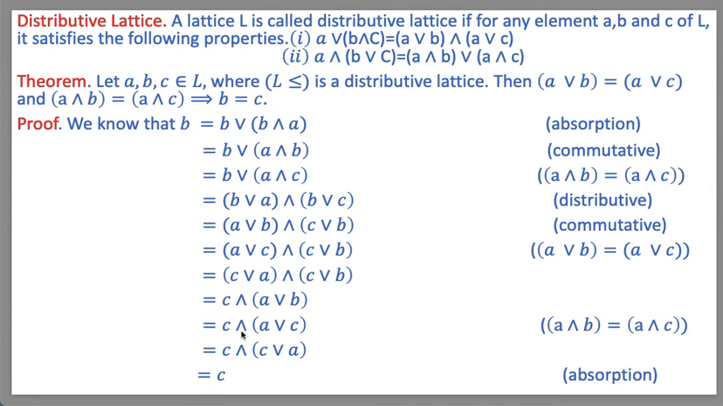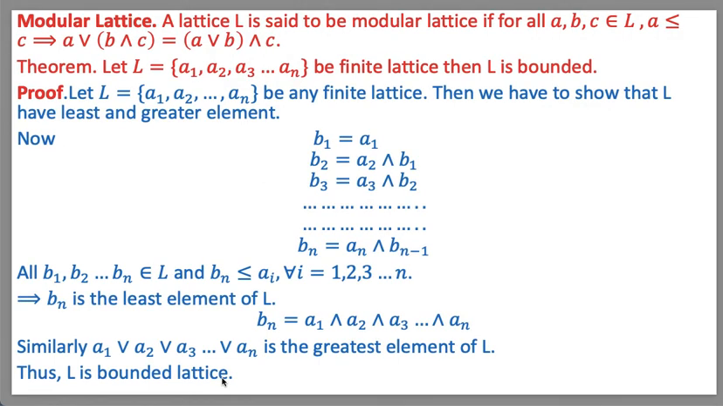So this is equal to C join (A join B), and A join B is A join C. This is given to us. So it means C meet (A join C) is equal to C meet (C join A) by commutativity, and this is equal to C by the absorption law.